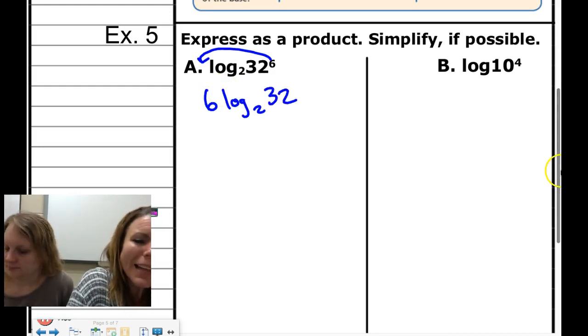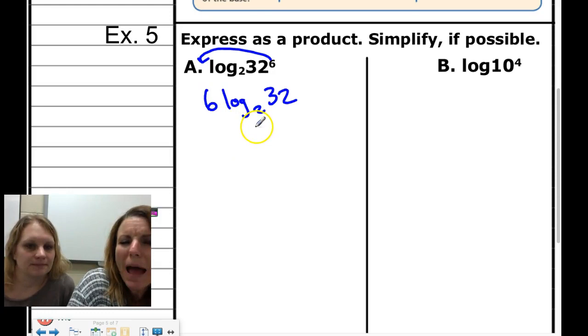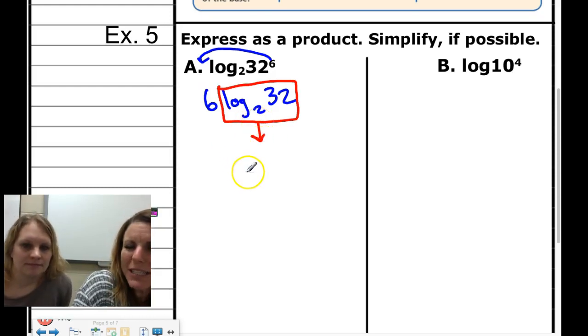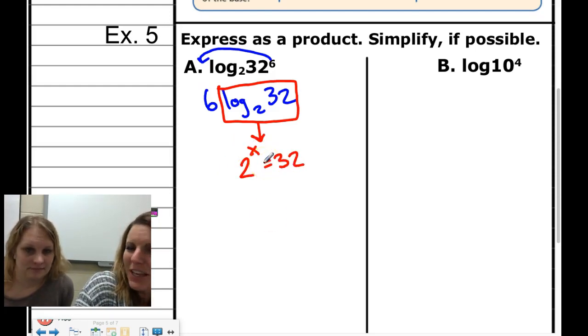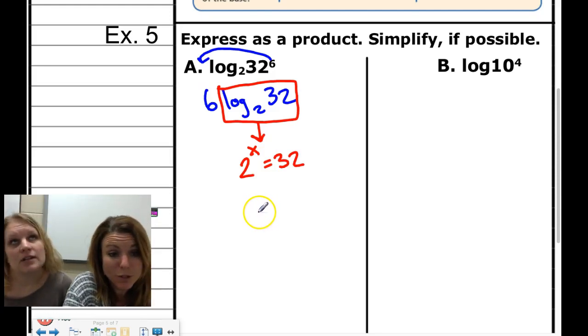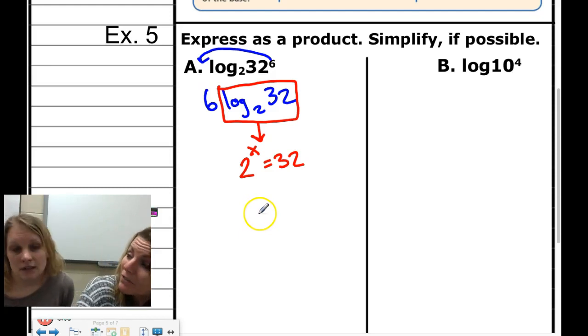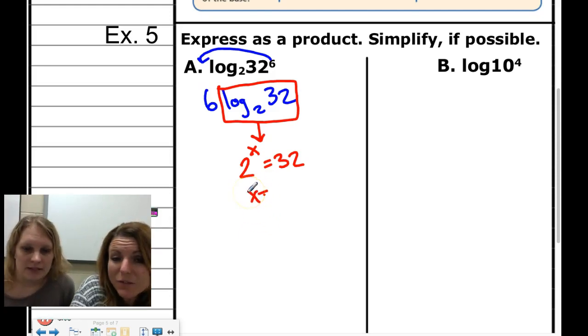Exactly. So now what I like to do is put a box around log base 2 of 32, because this is where students get confused. What we're trying to do is simplify that. Remember, it's 2 to what power is equal to 32, and that's exactly what's in the box. So how many times do you multiply 2 by itself to get to 32? It would be 5. 5 times, so that equals 5.